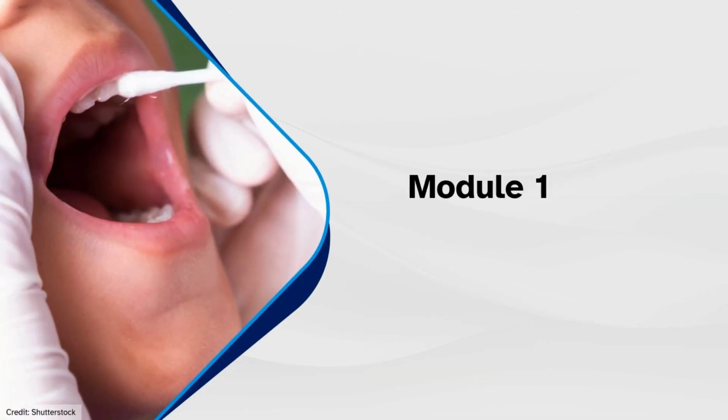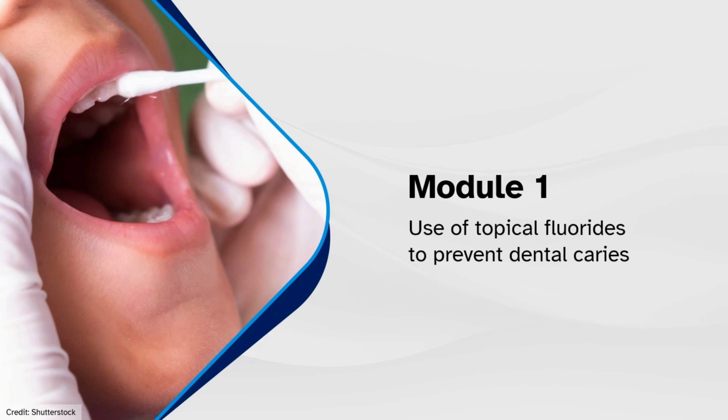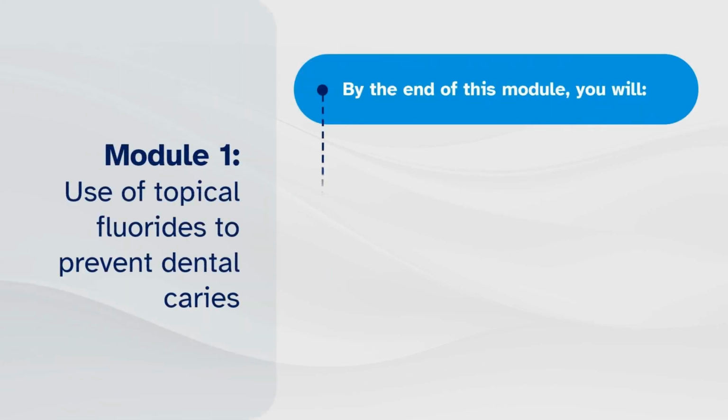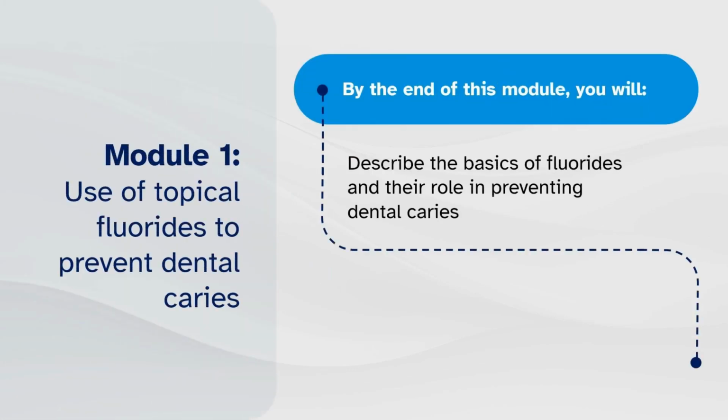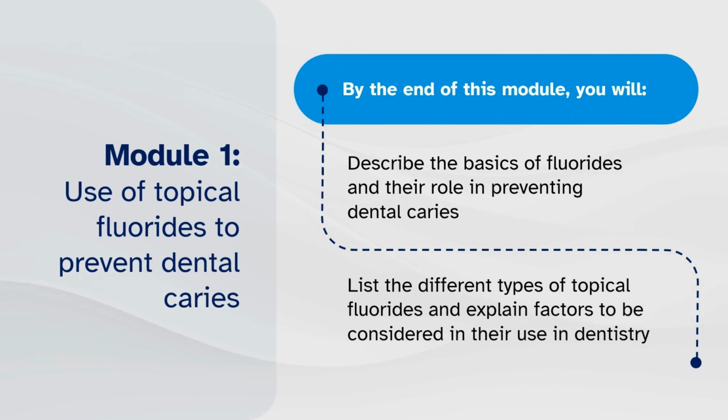Welcome to Module 1 on the use of topical fluorides to prevent dental caries. By the end of this module, you will describe the basics of fluorides and their role in preventing dental caries, and list the different types of topical fluorides and explain factors to be considered in their use in dentistry. This module is delivered in 3 units.